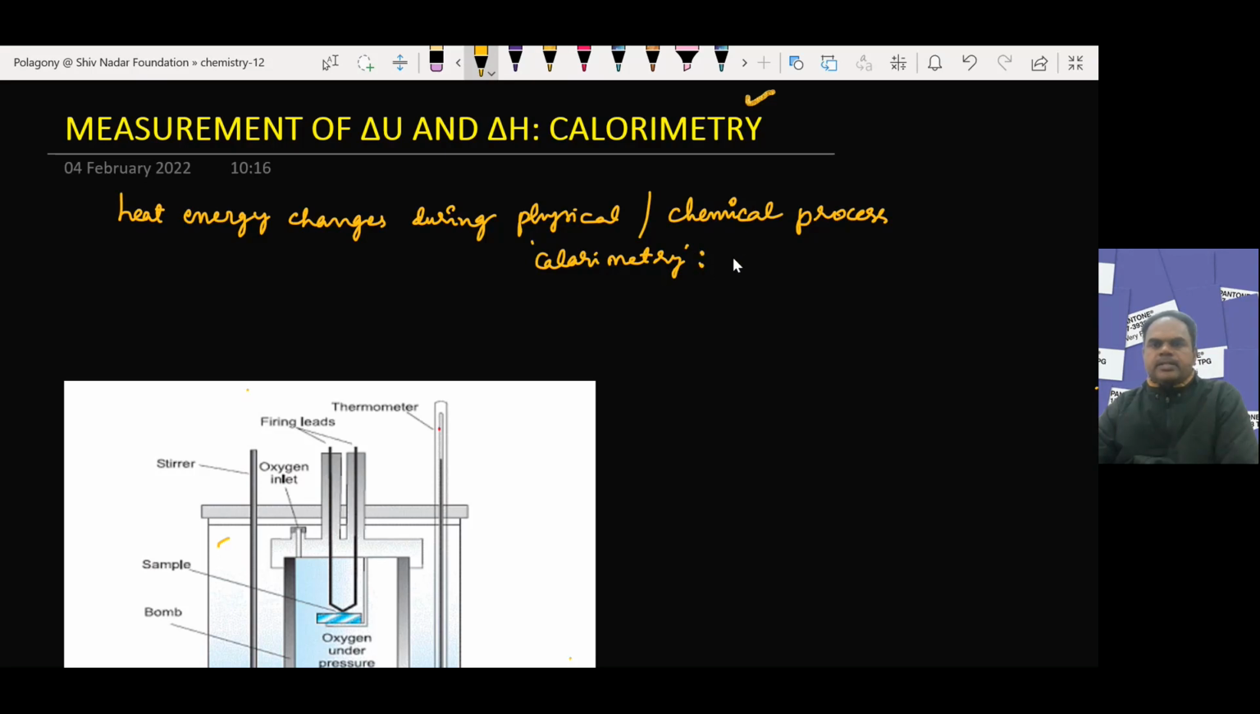This can be done at constant volume, and this can be done at constant pressure. So this calorimetry is carried out in a special instrument called a calorimeter.